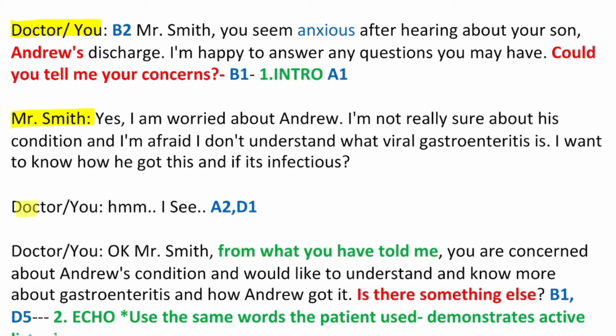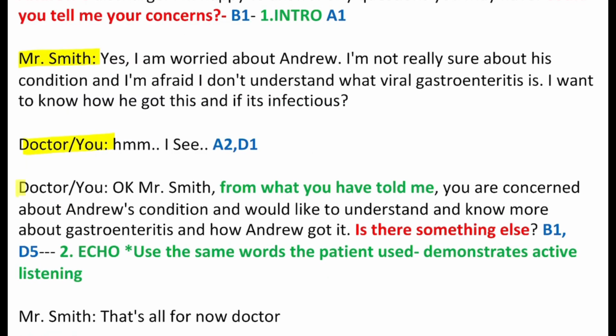Yes, I am worried about Andrew. I'm not really sure about his condition. I'm afraid I don't understand what viral gastroenteritis is. I want to know how he got this and if it's infectious.